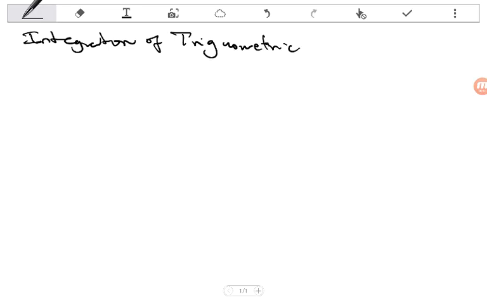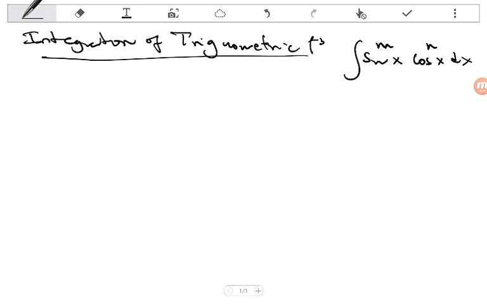Okay, now we'll start today's lecture, which will be the integration of trigonometric functions. We will study here some standard forms for integration of trigonometric functions, which will be in this form: integration of sine power some number m x multiplied by cosine power some number n x. Okay, we will learn how to treat any integration in this form.